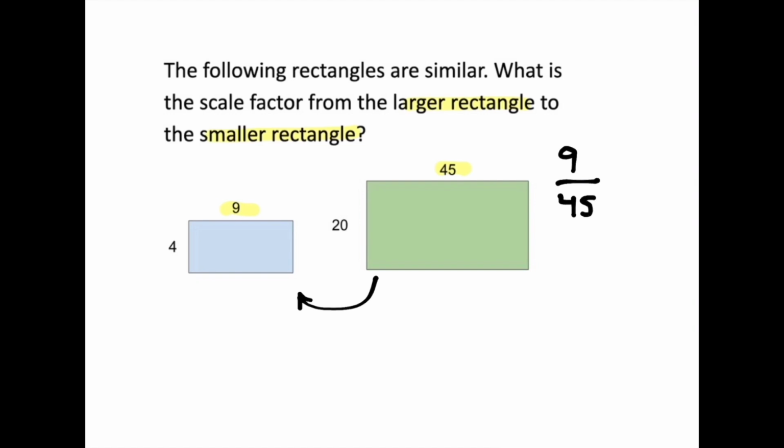What can you divide out of 9 and 45? You can divide out a 9. That gets you 1 over 5. So in this case, our scale factor was 1/5. If you had chosen 20 and 4 as the corresponding sides, we would get the same ratio. 4 over 20 simplifies to 1/5.